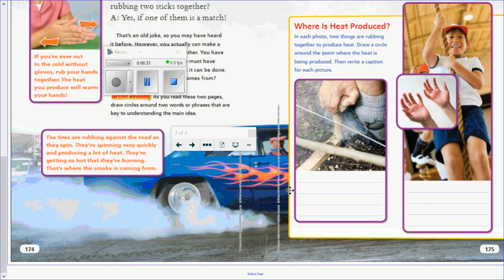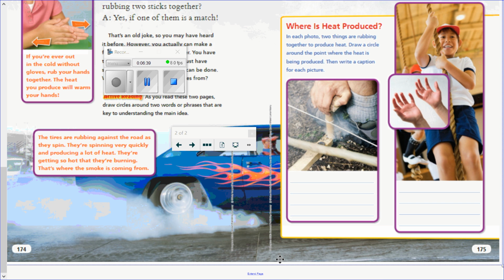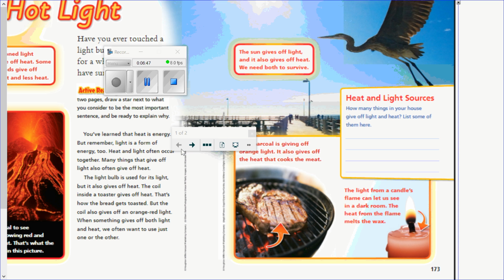Okay, I'm also going to post a video on heat. I'd like you guys to take a look at that. It's going to give you more of a visual of what we were learning about today. And that's all I have for you today. So we're just reading these two pages, putting a caption here, and answering the question here.